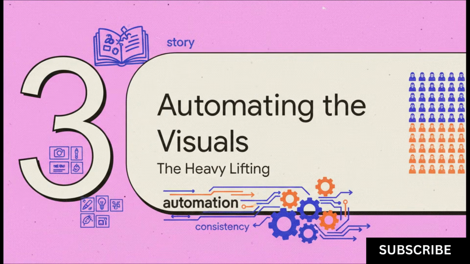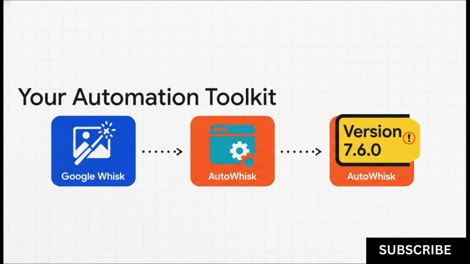Okay, so you've got your story, you've got your visual prompts, and you have your essential reference images. Now let's get into the magic, the automation that's going to generate all of our scenes with perfect consistency. This is where the real heavy lifting gets done for you. For this workflow, our toolkit is pretty simple. We start with Google Whisk, which is our text-to-image generator. But the real magic comes from a Chrome extension called AutoWhisk, which does all the automation. And listen, pay very close attention to this. For the reference image feature to work correctly, you absolutely must be using version 7.6.0 of that extension.